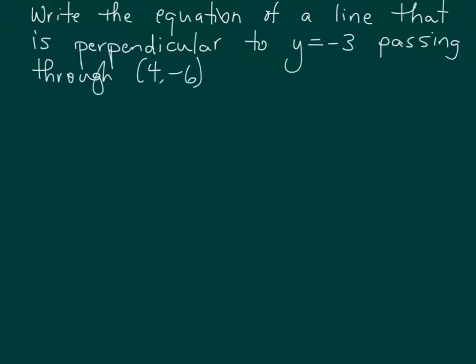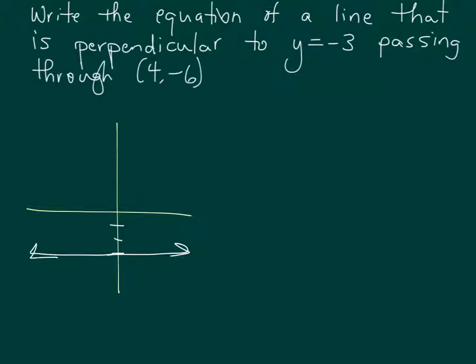Okay, so not really a special rule, but we're going to write the equation of a line that is perpendicular, again, to y equals negative 3 passing through 4, negative 6. Now, if it doesn't jump out at you right away, hey, what does that line look like? Y equals negative 3. I'm going to go ahead and graph it. So remember, y equals negative 3 looks like this. That's my y equals negative 3, because that's where y equals negative 3. So that is a horizontal line.